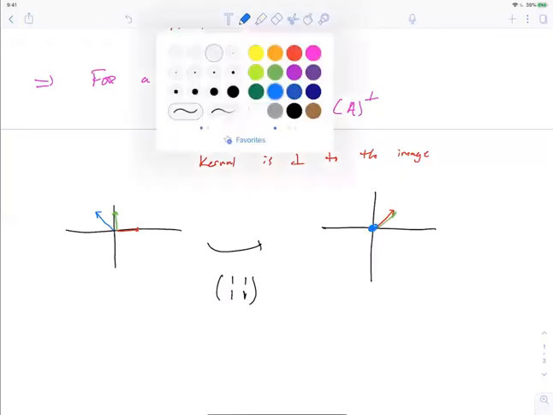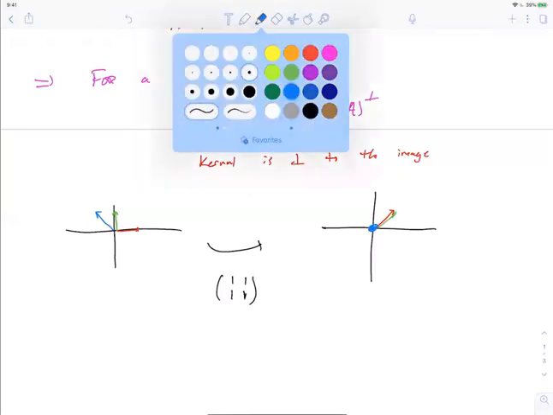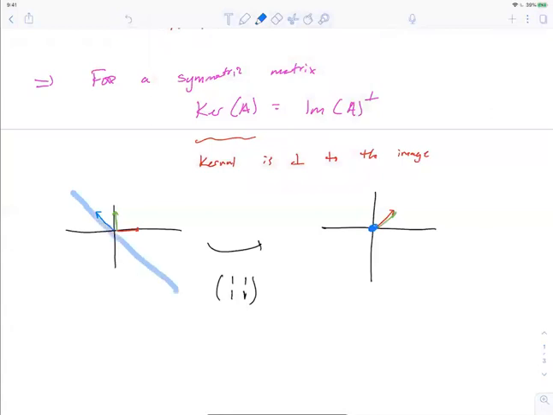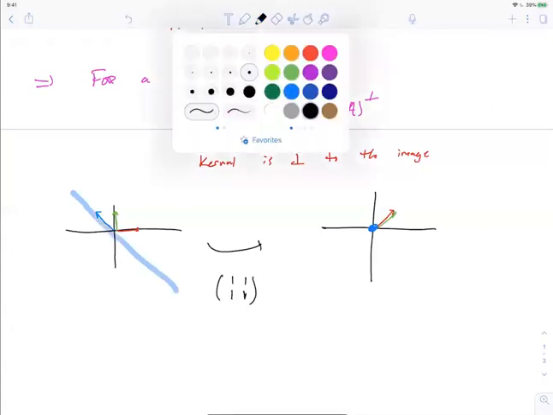So the kernel of this matrix looks like this. That's where the kernel is. So this right here is the kernel.